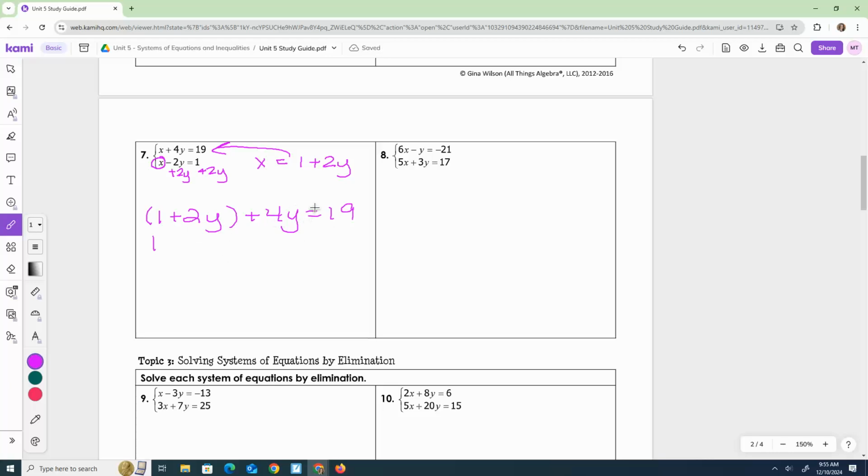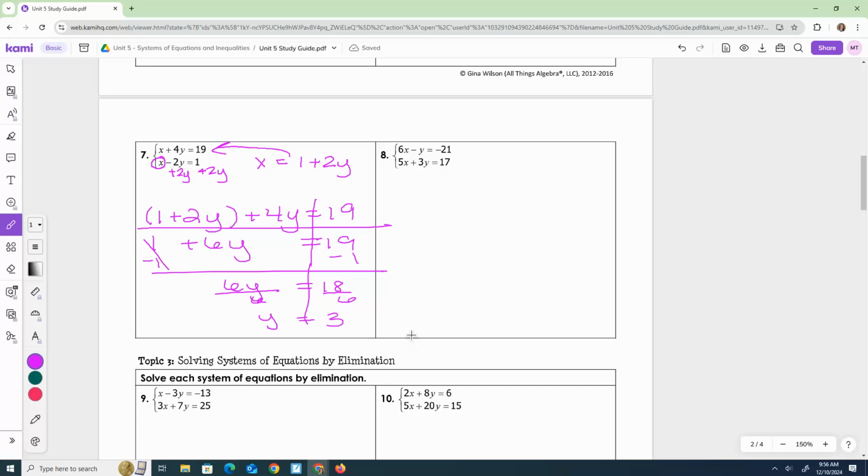Add like terms, these are on the same side, so I'm just adding them together. 2y plus 4y is 6y. Subtract my 1. Divided by 6. So y is 3. Once I have my y, how do we get x?